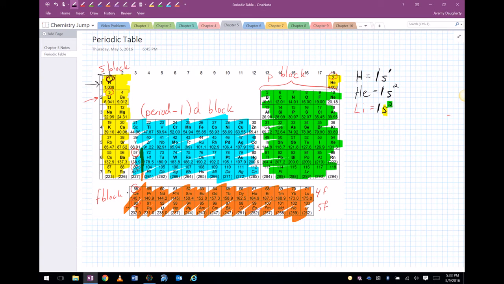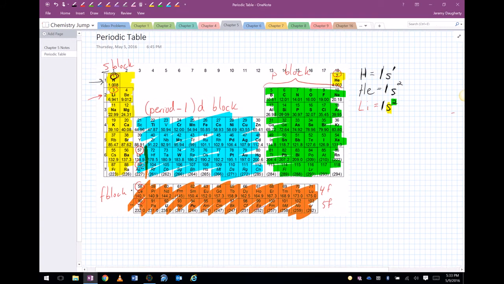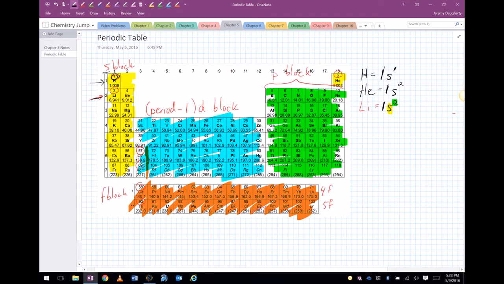sublevel. So since that's full, I need to go to the next level, which is the second energy level. So I put a 2. It's still in the S block, and now we have 1. So altogether, we have 3 electrons, and that's how many electrons lithium has. All right, let's skip over and let's do carbon.